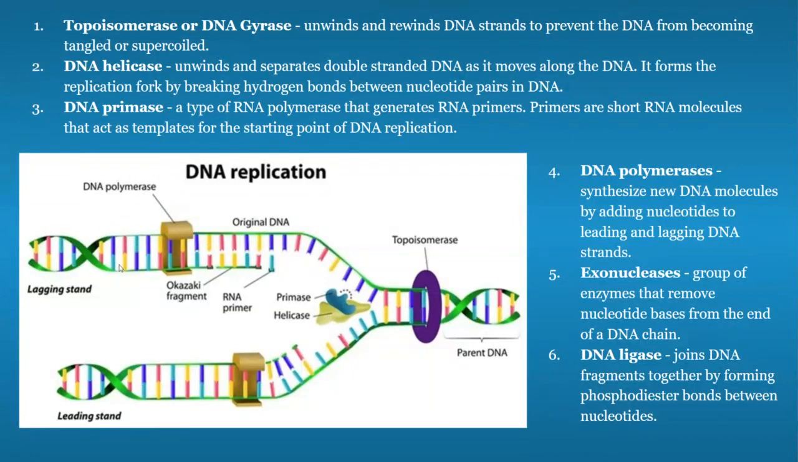So, for instance, we're going to start here with an RNA primer, and we're going to move this direction, then release and rejoin to the next primer and move this direction again, and then release and rejoin with this primer and move this way again. This causes the DNA to be replicated in fragments known as Okazaki fragments. So it's fragmented and it takes a lot longer than the leading strand, which is why we call it the lagging strand.